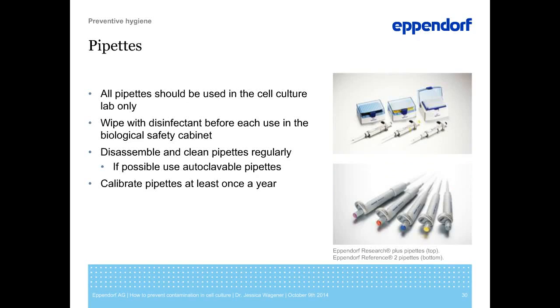Talking about pipettes. All pipettes or pipetting aids should be restricted to the cell culture lab. A good advice is to simply put a sticker on each pipette and label it with cell culture, so everyone knows that this pipette should be kept inside the cell culture lab. Disinfect the pipettes each time before you place them in the BSC. In addition, you can disassemble the pipettes to clean them from the inside. For keeping precision, pipettes should be calibrated at least once a year.